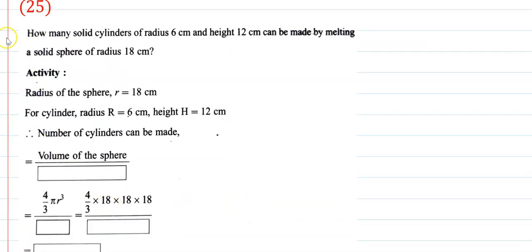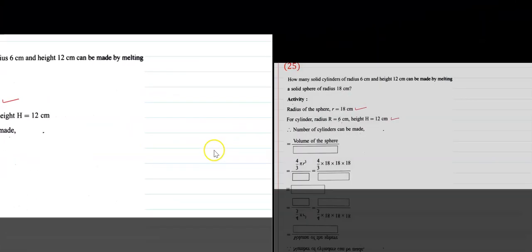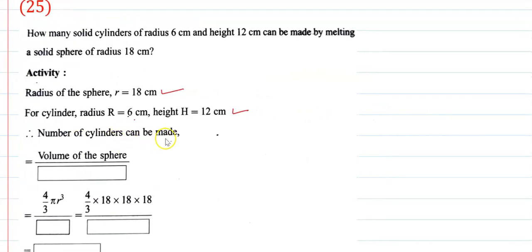Now the next: how many solid cylinders of radius 6 centimeter and height 12 centimeter can be made by melting a solid sphere of radius 18 centimeter? Okay, now here the radius of the sphere R is equal to 18 centimeter. This is a sphere. For cylinder, radius R is 6 centimeter, height is 12 centimeter. Number of cylinders that can be made is volume of the sphere upon volume of each cylinder.